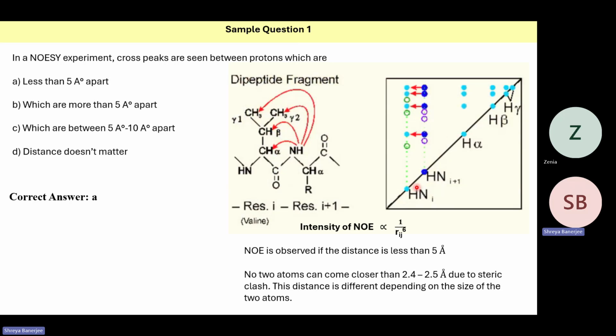So in the spectra, how will this appear? As you remember, the diagonal peaks are representative of the one-dimensional spectra. If you draw perpendiculars from the diagonal peaks, you can see the NH of I plus 1 and the H alpha of I are showing a correlation. Then NH I plus 1, H beta I is showing another correlation. And again the NH with the two H gammas. So this is how the NOESY correlations will appear for protons that are close to each other in space, and the distance has to be less than 5 angstrom. So the correct answer is option A.